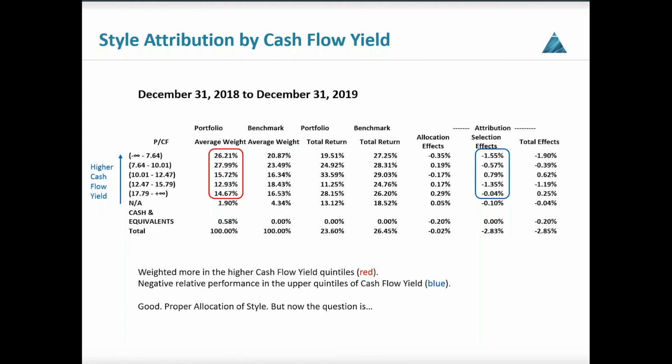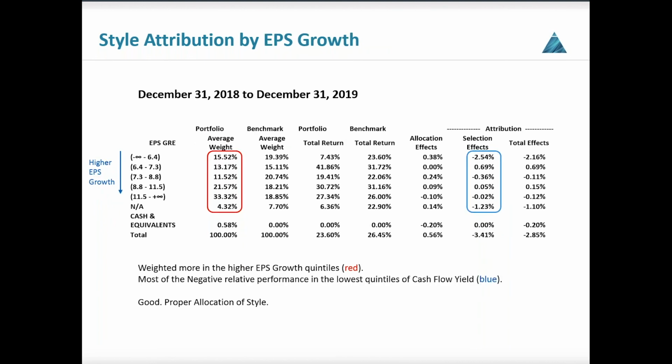If we look at attribution by cash flow yield, here we see that the fund is invested in the higher cash flow yield. So the style statement is very much proved out, but the performance impact is pretty much the same, all negative. If we look at it by EPS growth, we can see that the higher EPS growth does have the higher portion of the portfolio. So the manager is meeting their style statement, but again, the performance is pretty underperformed throughout all of the quintiles.